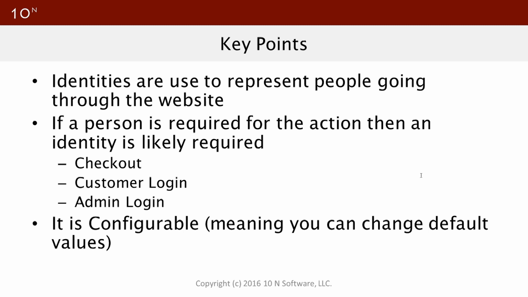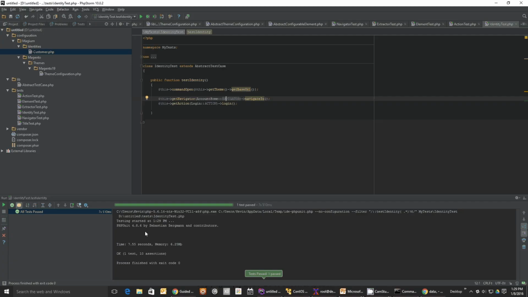Some key points about identities: they are going to be used to represent people going through the website. If a person is required for the action, then the identity is going to be required. You may not know about this because it's going to be defined as a dependency for whatever action that actually is. Some examples of actions that have an identity requirement are things like checkout, customer login, admin login. If you actually want to, there's a couple of ways you can change this. You can also do it configurably, as we saw. You can also directly get the identity using the get identity method.